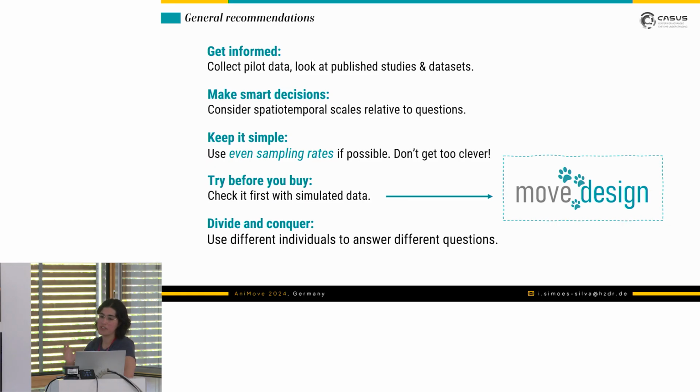Again, you should always consider what spatial and temporal scales you're trying to capture relative to the questions that you have. And keeping it simple is better. Even sampling rates are better than getting too clever, like, okay, I only want to sample when it's doing this and not other times, because then it just gets more complicated to analyze. Obviously, within reason. And you can check it first with simulated data. You can use the application that I've developed to do that and get at least some idea.